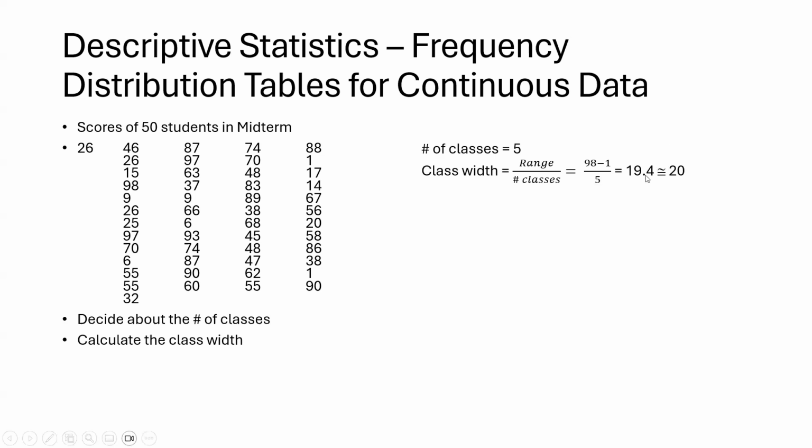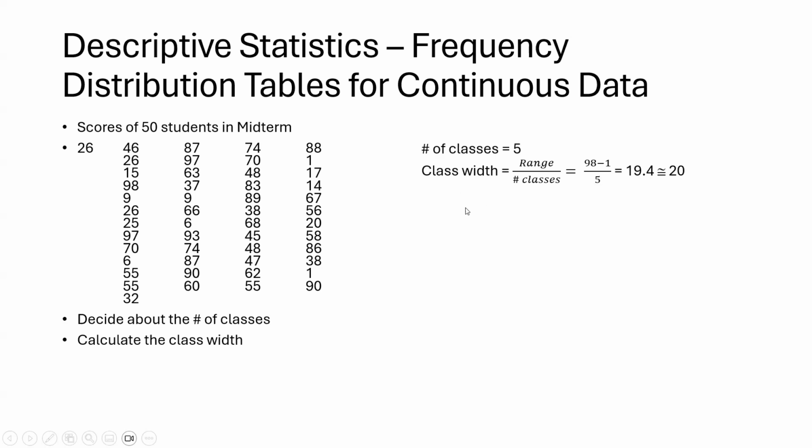In any case, even if it is some value lesser than 0.5 in the decimal place, it's still going to be rounded up to the next integer because our smallest unit of measurement here is 1. So 19.4 is going to be rounded up to 20. The class width becomes 20.